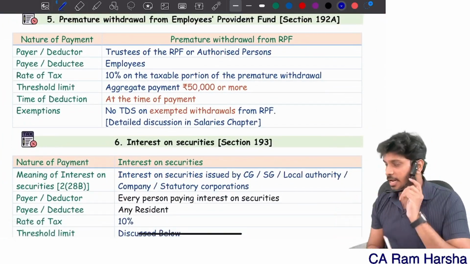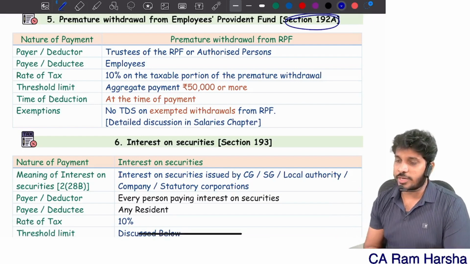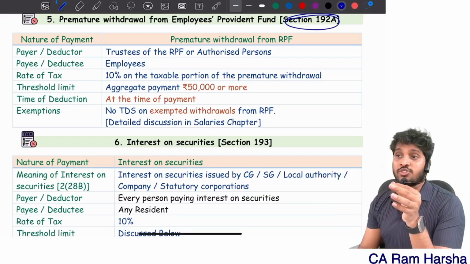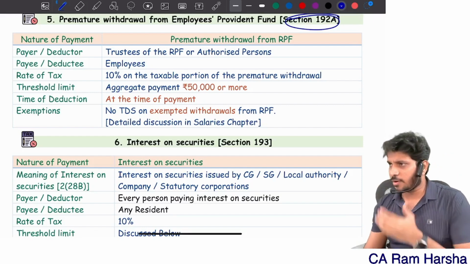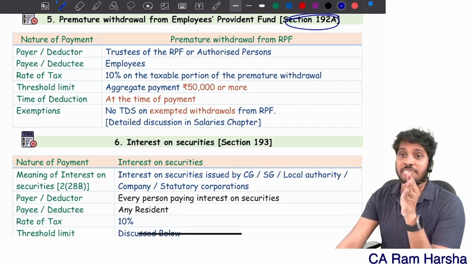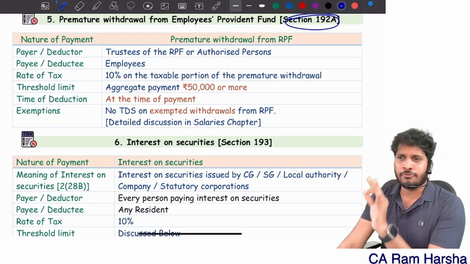Understood or not? Next, 192A. This is regarding premature withdrawal from provident fund. We all know in a recognized provident fund, if you are withdrawing after 5 years of continuous service, it is fully exempt.